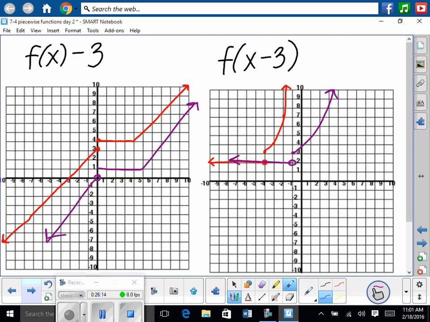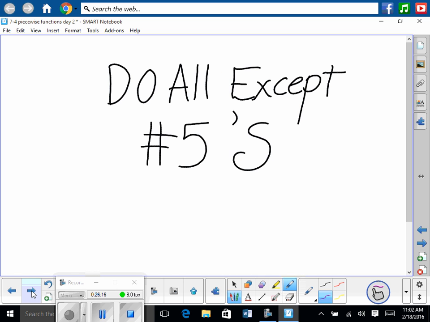Okay, the rest of the time is yours. I won't come up here again. So you're doing all of that worksheet except for that little packet, which is actually really short, except for number 5. You can cross out the number 5s.